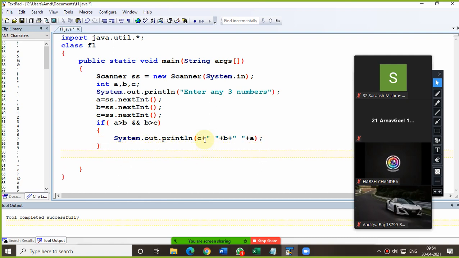Because we are supposed to print in ascending order. So in case of ascending, first of all we are supposed to print the smallest, then the bigger one, then the largest. Am I clear?